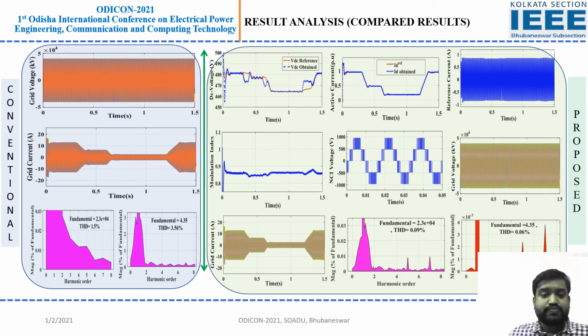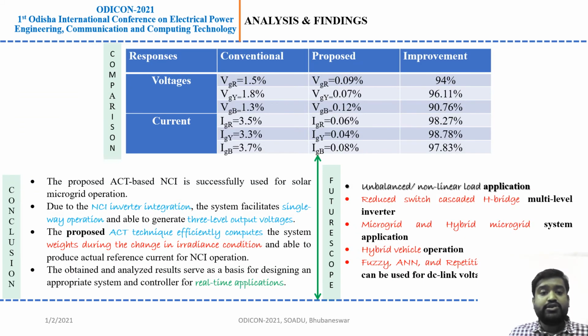And this is my comparative study. By using the traditional inverter operation, the grid current contains higher harmonics, that is 3.56% current and 1.5% voltage. By using my proposed topology, the inverter can generate multi-level inverter output, and these are my reference voltages, VDC reference voltages, and the output current is reduced to 0.06%, which is a very low value for the operation. And the comparative results show my total percentage of improvement is 97.83%.